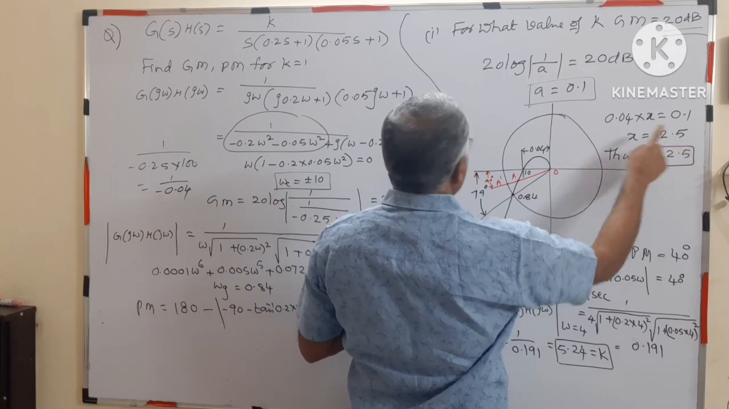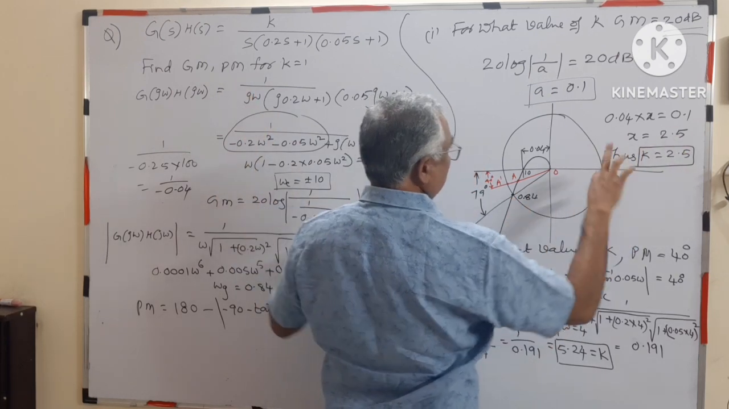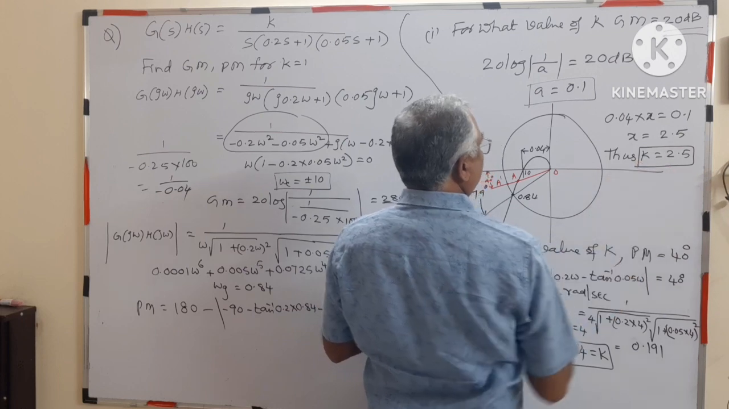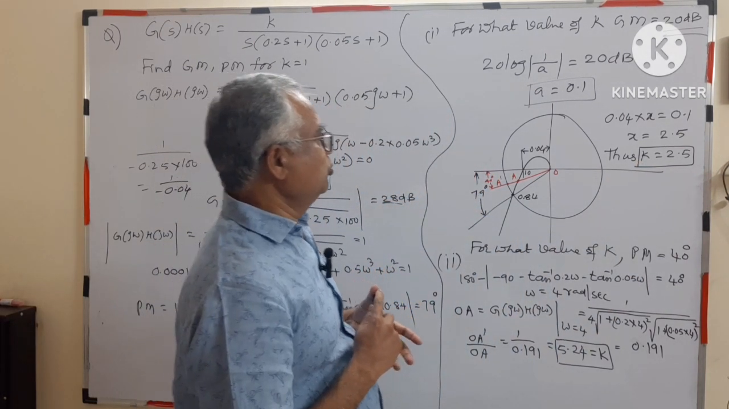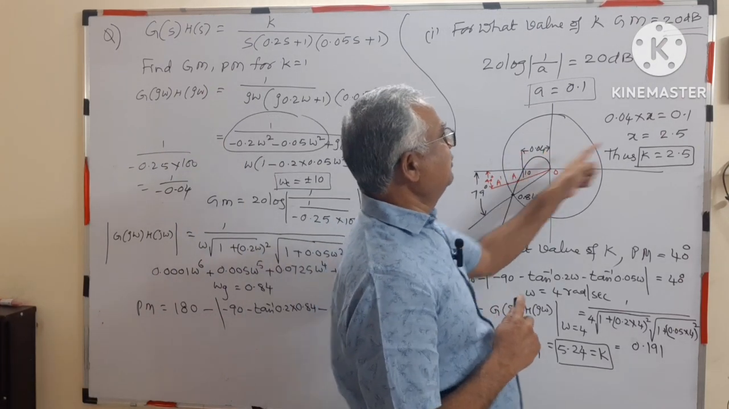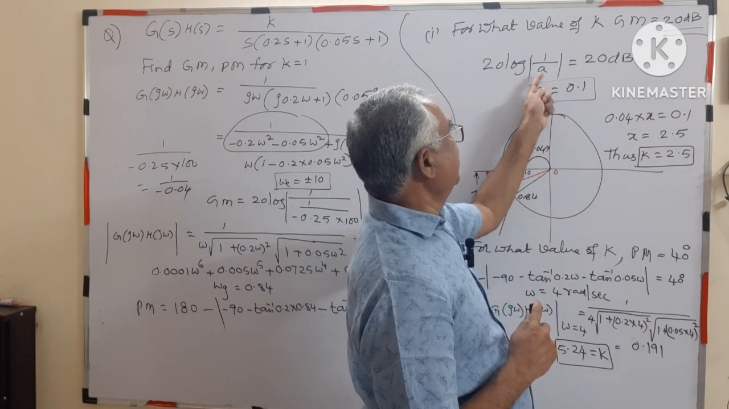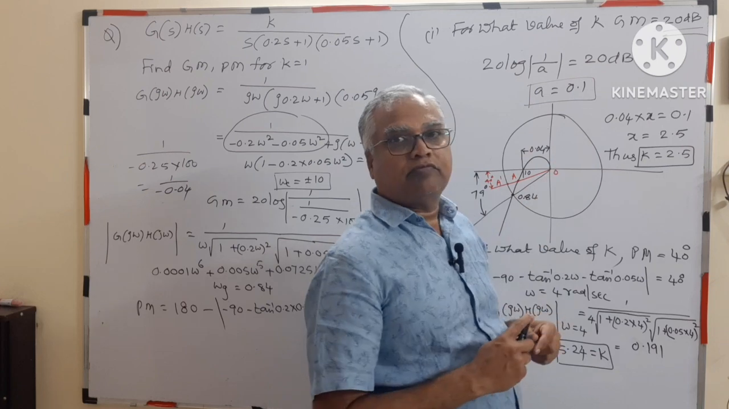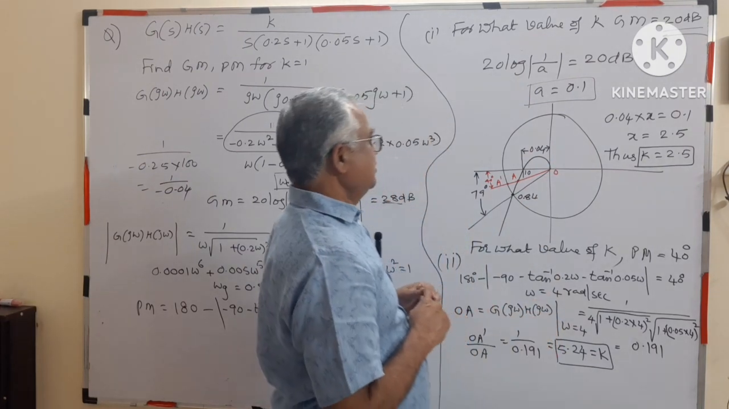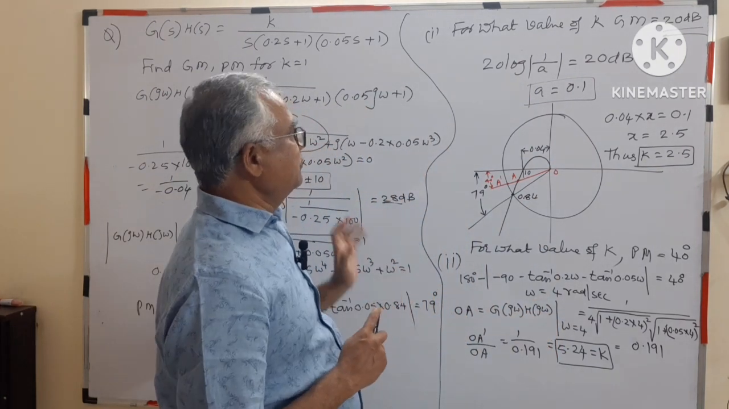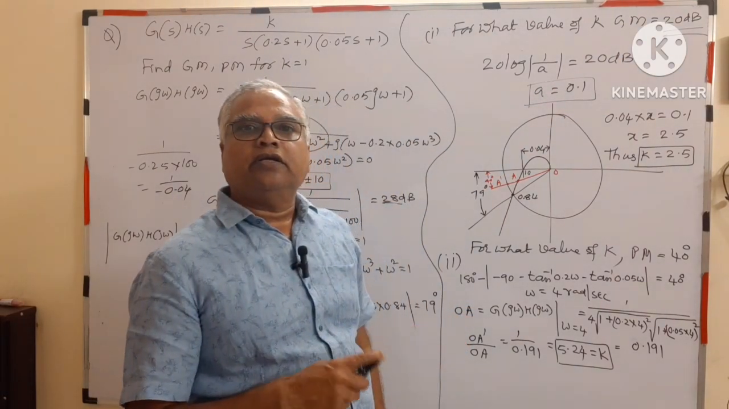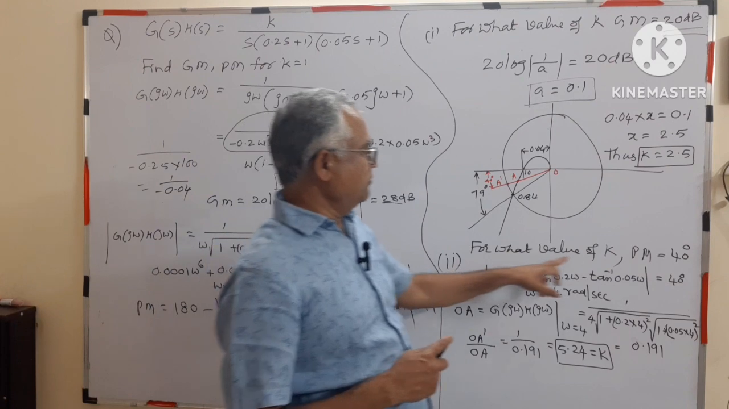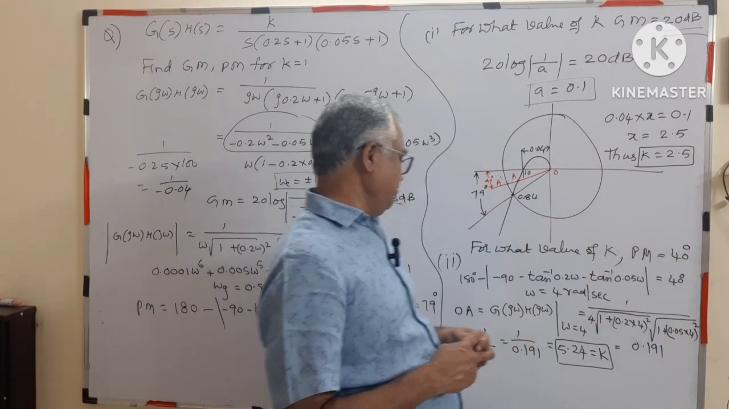2.5. That means k, earlier 1, is now 2.5 times. So what should be the value of k? 2.5. If k equal to 2.5, this value will be 0.1. Then a equal to 0.1, it will become 20 dB. So that's how you can adjust the value of k to get the required dB. Then the other question: for what value of k is phase margin 40 degrees?